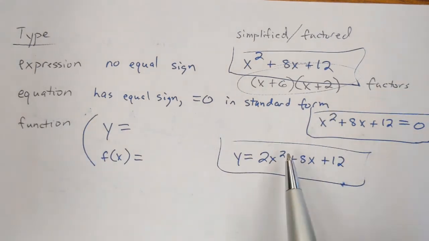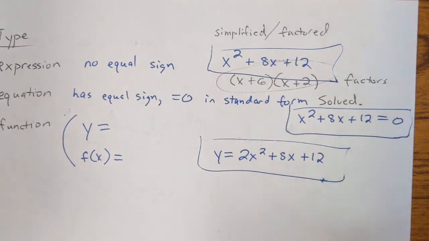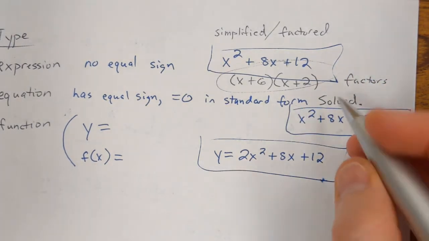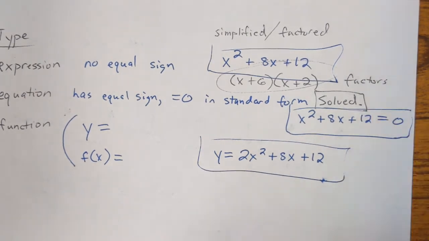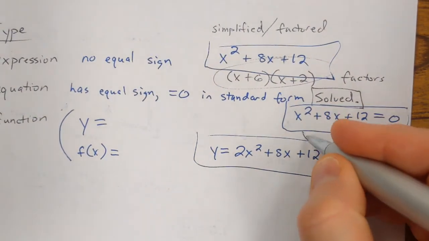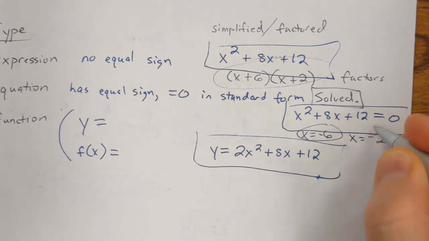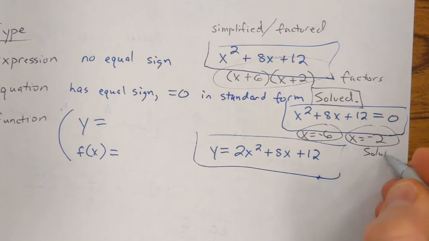Now compare that to an equation. An equation is meant to be solved. The purpose of an equation is you're trying to solve for this very specific value of x. So an equation actually has solutions. You'd say x equals negative 6 and x equals negative 2 are solutions.